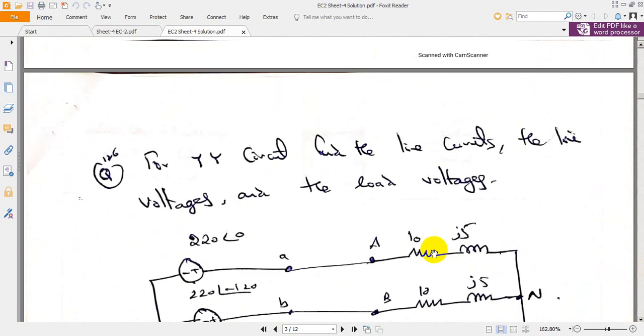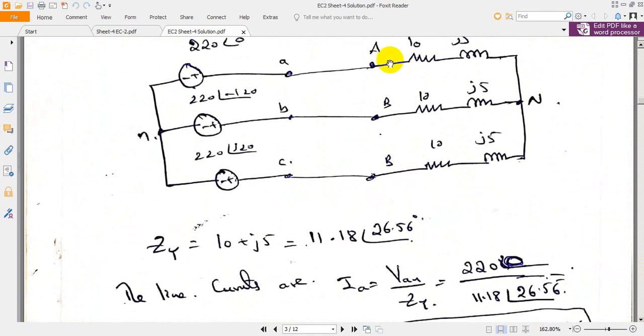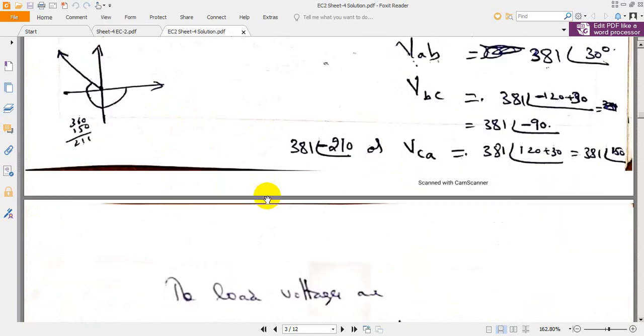Now the next parameter that has to be evaluated is the load voltages. For this load, what is the voltage across this? Voltage across this is VAN. Voltage across this load, B load, is the VBN. Voltage across C load is VCN. The same value, whatever we got, the same value.